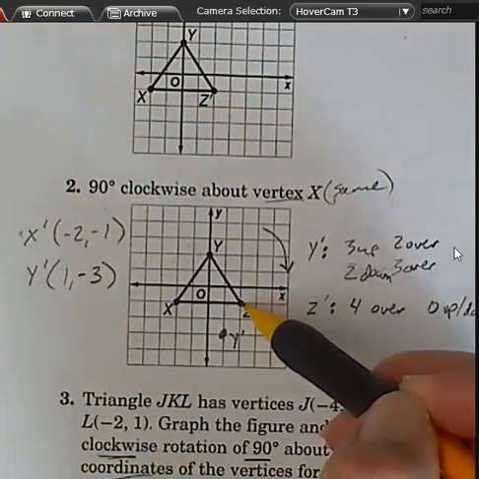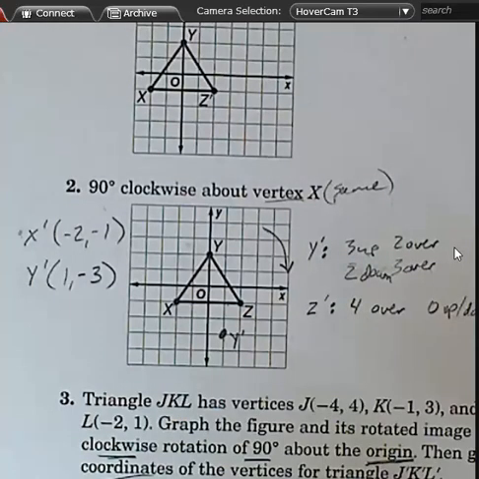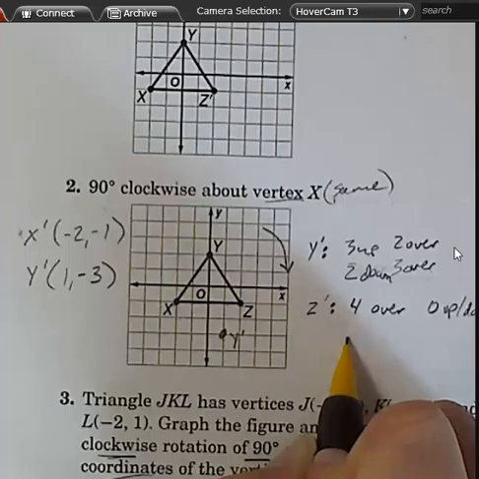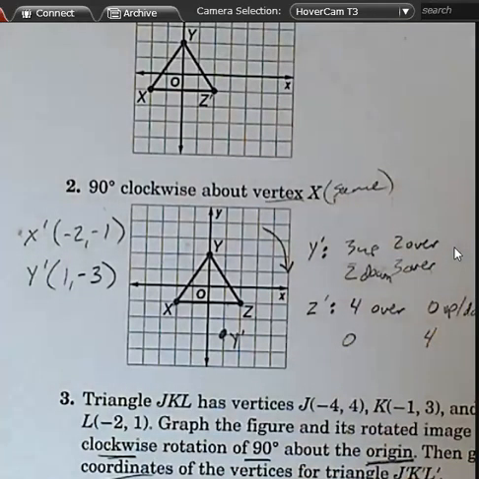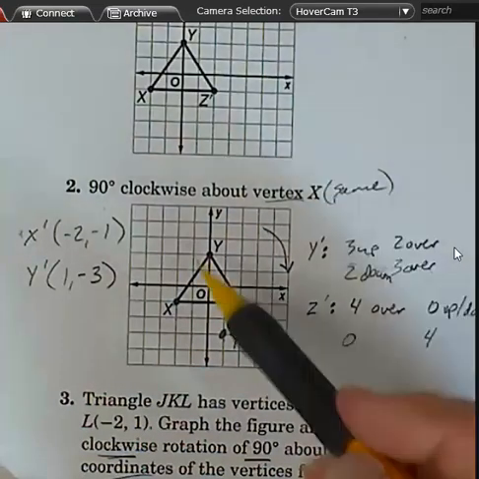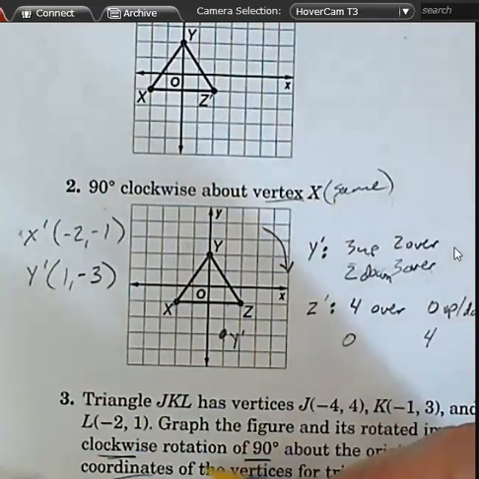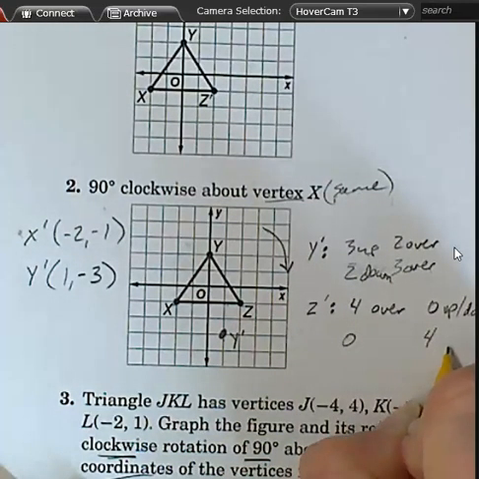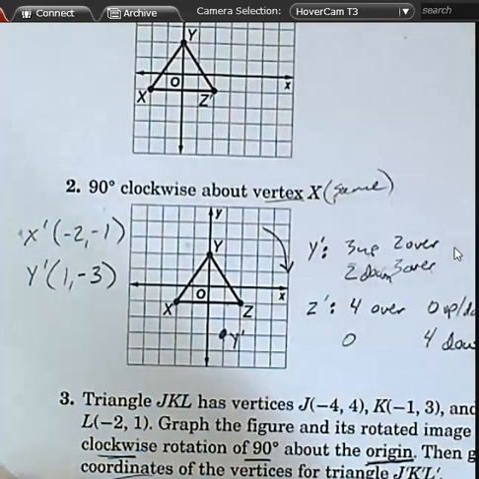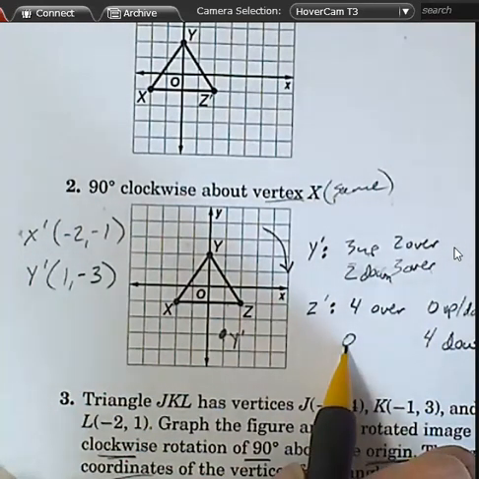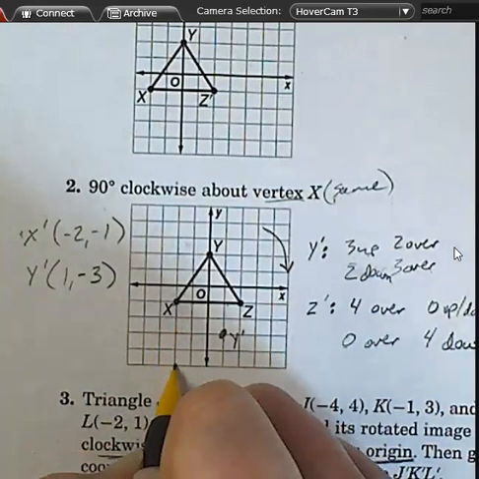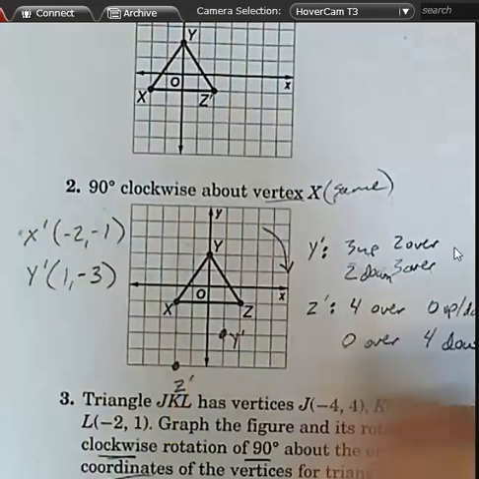It's going to go from here this way, right? So I have to flip-flop my numbers. Now it's going to go 0 and 4. Is it going to go up or down? To rotate right, it's going to go down. Now it's going to go 4 down and how many over? 0 over. So I'm going to go 1, 2, 3, 4 down, and this is Z prime.